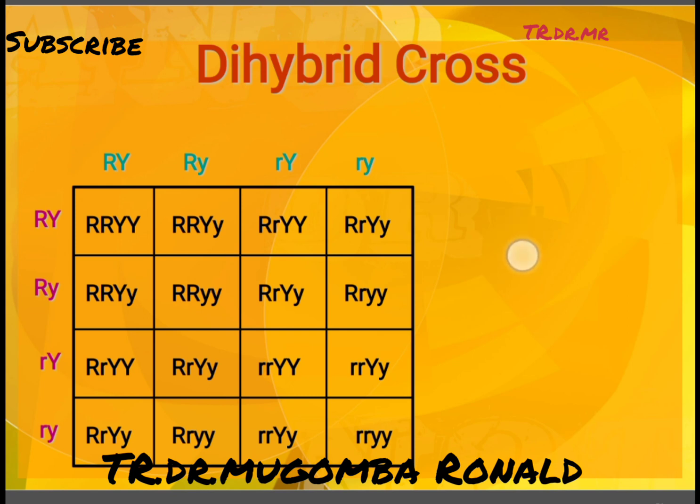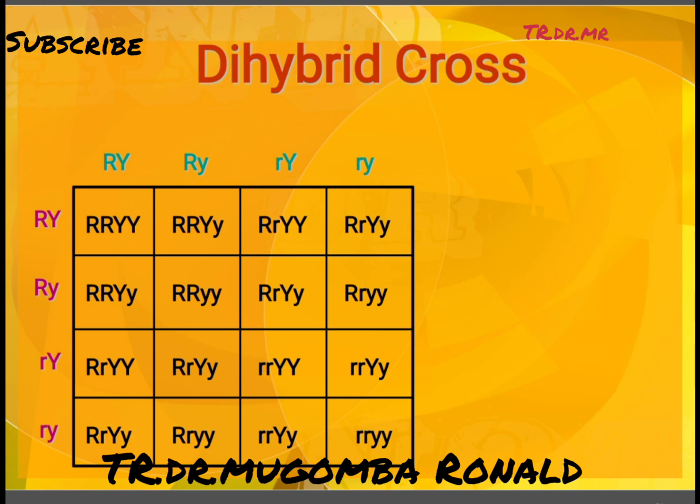So then we go ahead and count the ones which are round but green. How many are they? We look out for the capital letter R for round and then two small y's. 1, 2, 3. There are 3.